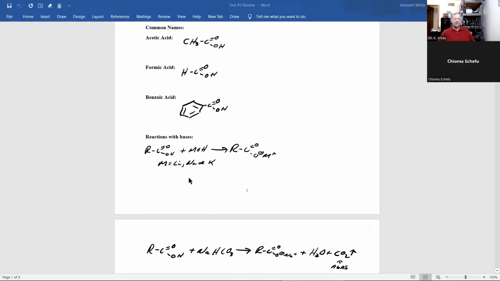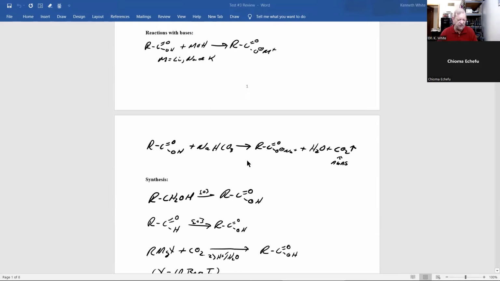Now, reactions of carboxylic acids with base. If you take a carboxylic acid and react it with base, the hydrogen on the oxygen is acidic, so there is proton transfer. You also get water, but you get this carboxylate anion salt. Now, a special base reaction that you should know, which I talked about, the little rocket ship, is where you take a carboxylic acid and react it with sodium bicarbonate, which is also known as baking soda.